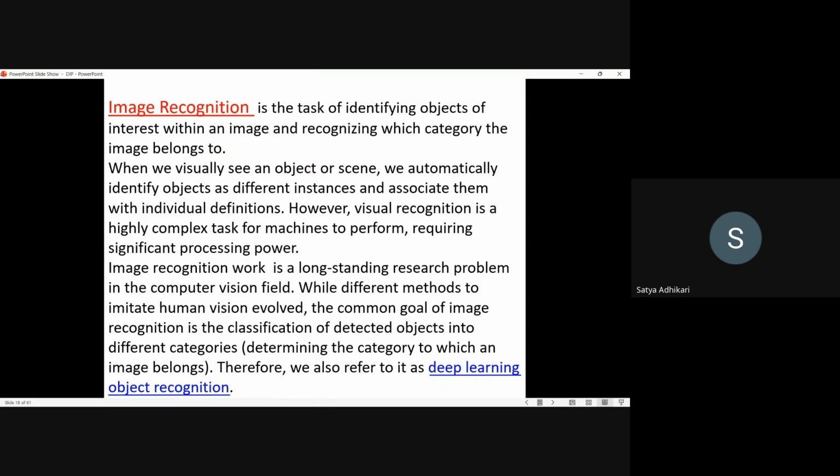So, to recognize the object in an image. Image recognition is a long-standing research problem in computer vision, and nowadays also, while different methods to imitate human vision are involved. The common goal of image recognition is classification of detected objects into different categories, that is, determining the category to which an object belongs. Therefore, we also refer to deep learning on objects. We have a deep learning process for recognizing the object in an image. So this process is known as image recognition.